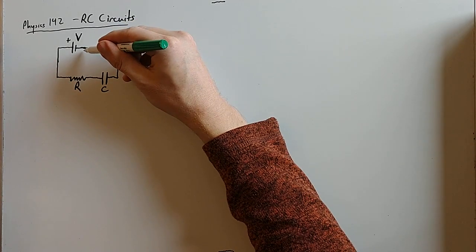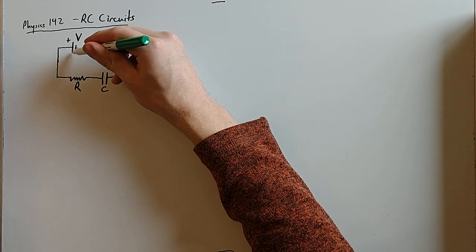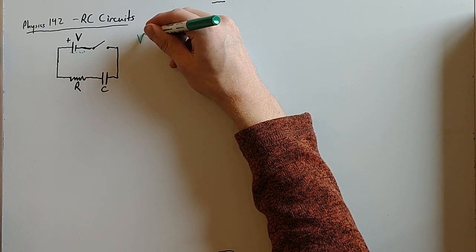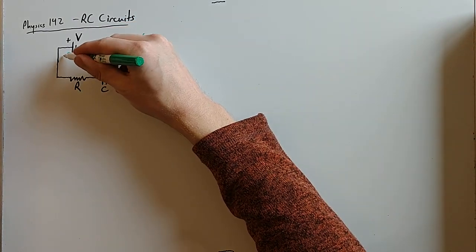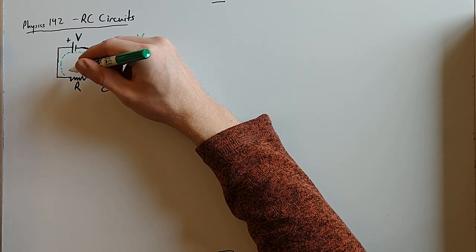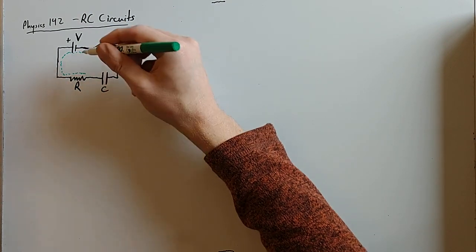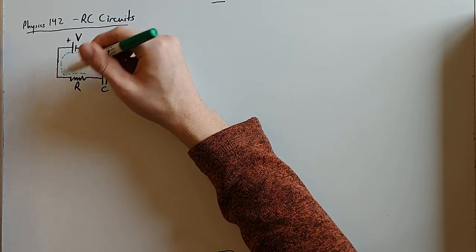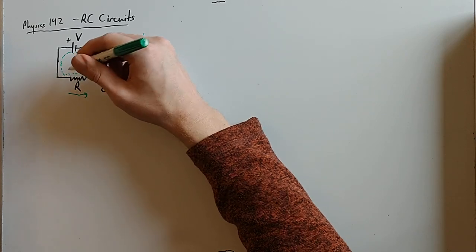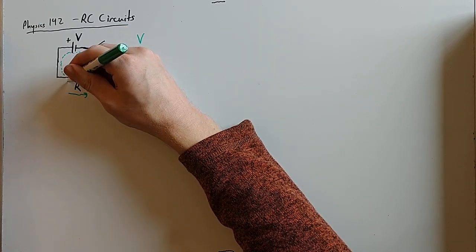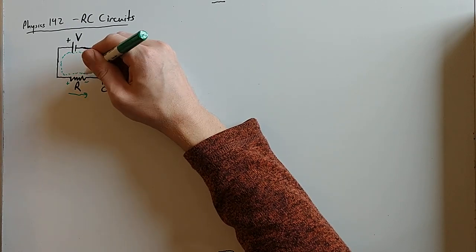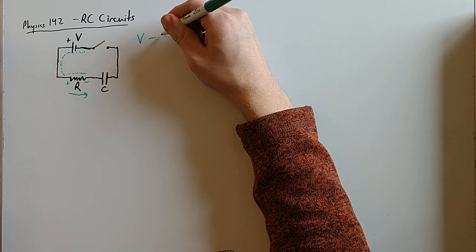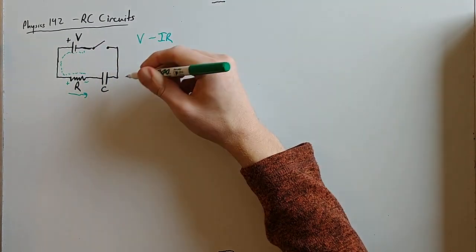So let's start here, and then we'll go across the power supply. We're going to gain some potential going across the power supply, so we'll gain a potential V. And then we'll go around and we're going to go across the resistor. Now we need to know what direction the current is flowing in the resistor. Current usually flows from positive to negative, so our current is going to be flowing this direction. If we're going with the current, from plus to minus, that means we're going downhill. So we're going to lose potential going across the resistor, specifically we'll lose I times R's worth of potential.